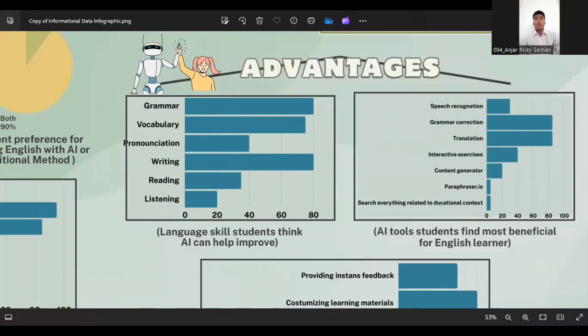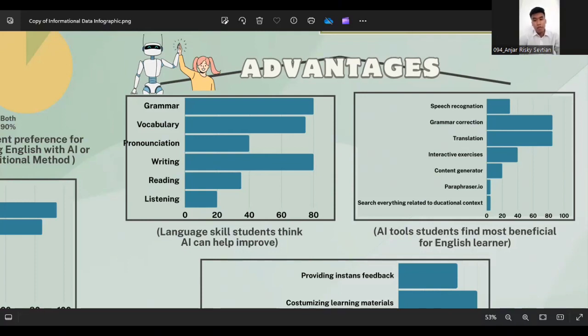All right, thank you for the opportunity. Now we're going to explain about the advantages. For the first chart, we're going to talk about which language skills you think AI can help improve for English learners. It is a multiple answer question, so participants can answer more than one option. We have grammar and writing, which is the highest votes.